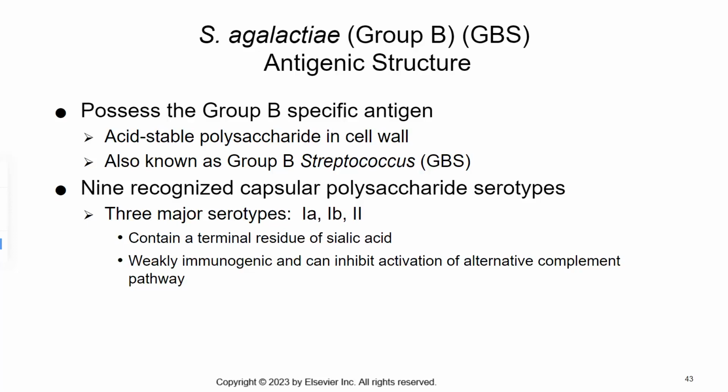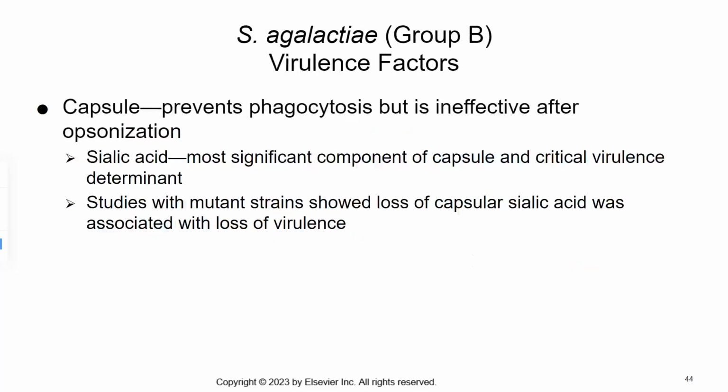There are 9 recognized capsular polysaccharide serotypes. The capsule prevents phagocytosis but is ineffective after opsonization. So if it's opsonized, if antibody coats it, or if it's coated by complement, then the capsule is deemed ineffective. Sialic acid is the most significant component of the capsule and a critical virulence determinant. Studies with mutant strains showed loss of capsular sialic acid was associated with loss of virulence.